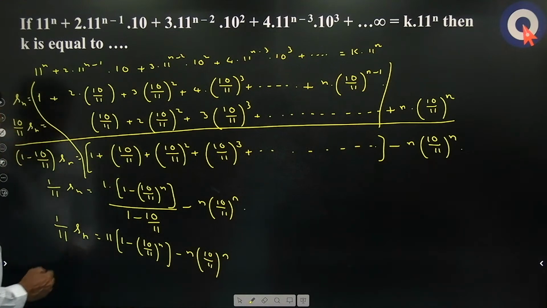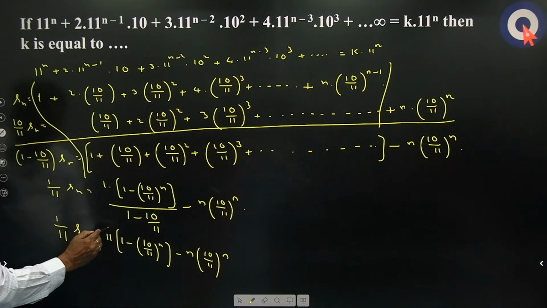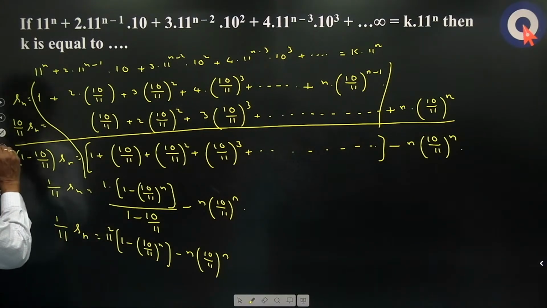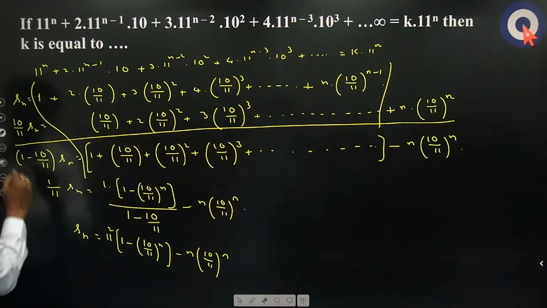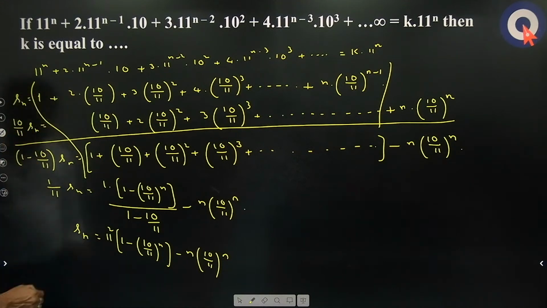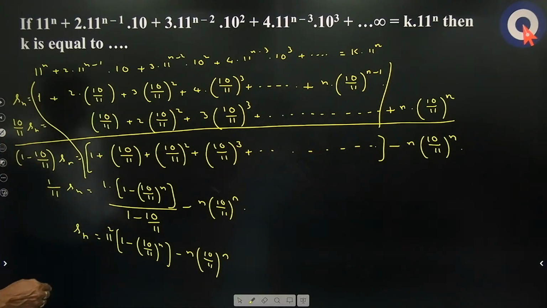This 11 also we can send to this side, and we can remove this 1 by 11 here. All right. So this is the sum to n terms.